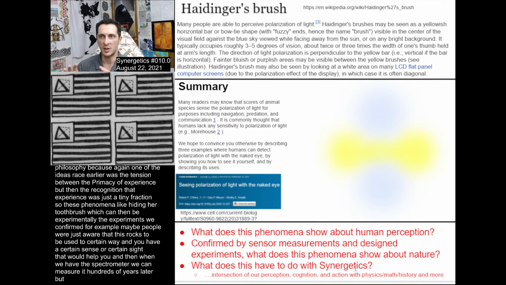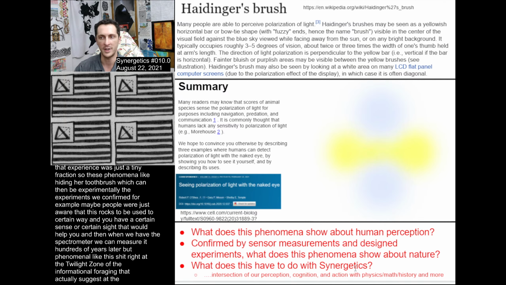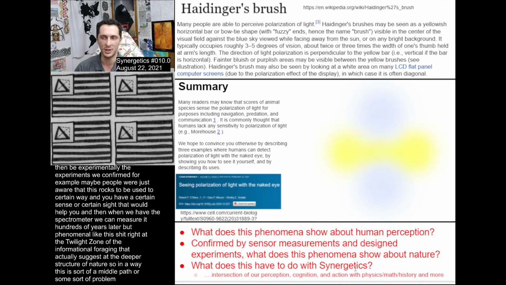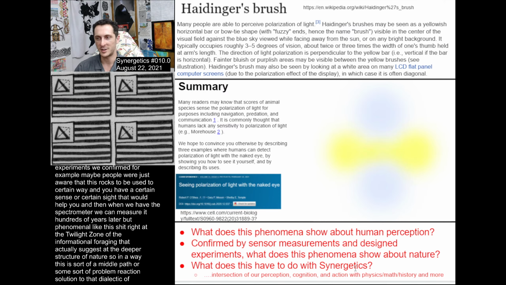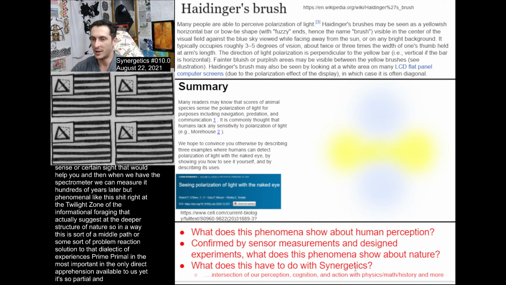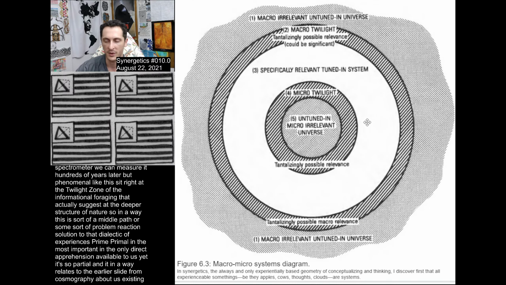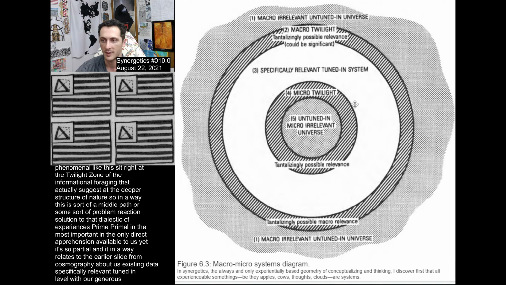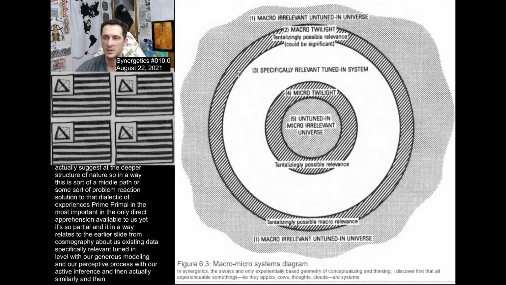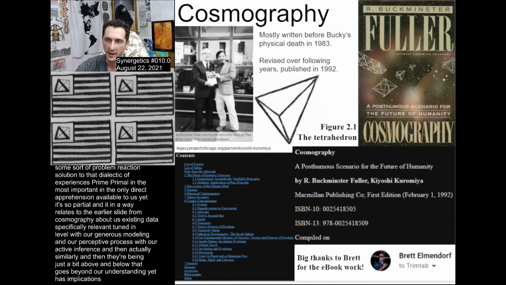But phenomena like this sit right at the twilight zone of the informational foraging that actually suggests the deeper structure of nature. So in a way, this is sort of a middle path, or some sort of problem-reaction-solution to that dialectic of experience being primal and the most important and the only direct apprehension available to us, yet so partial. And it in a way relates to the earlier slide from Cosmography about us existing at a specifically relevant tuned-in level with our generative modeling and our perceptive process, with our active inference, and then conceptually, similarly. And then there being just an above and a below that goes beyond our understanding, yet has implications for how we act while we can.